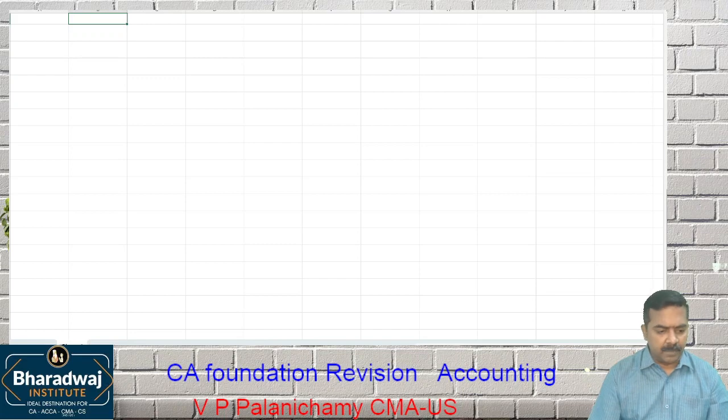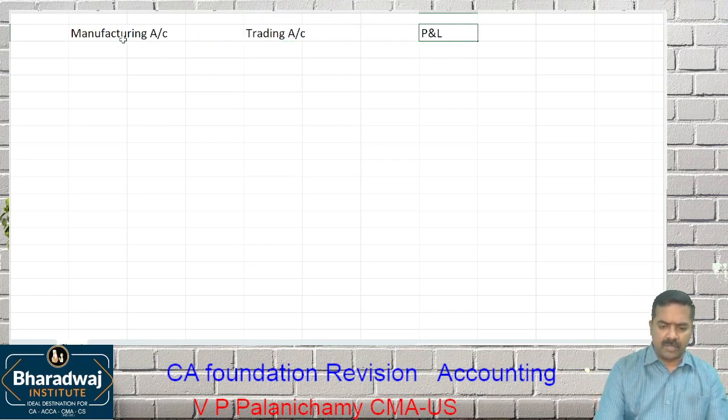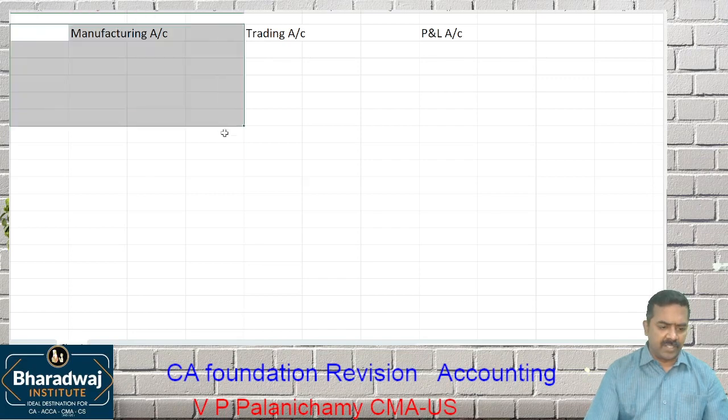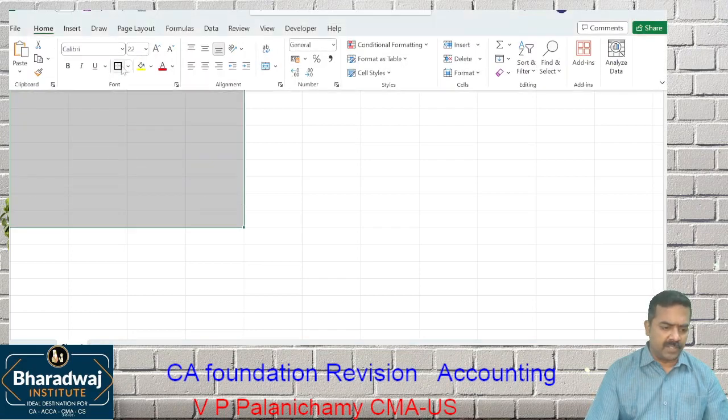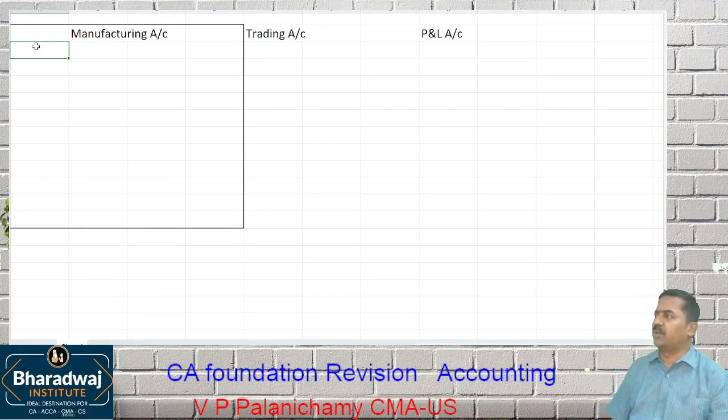A manufacturer prepares three accounts. One is which one? Manufacturing account. No need to copy this. Then we prepare which account? Trading account, and which one? Profit and loss account. In the manufacturing account, what will come? The manufacturing account is prepared not to find out profit or loss. This is to find out which one? Cost of production.